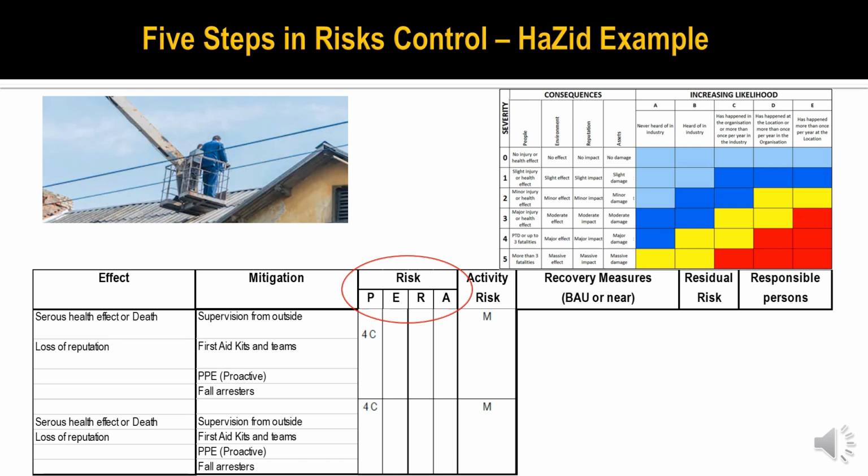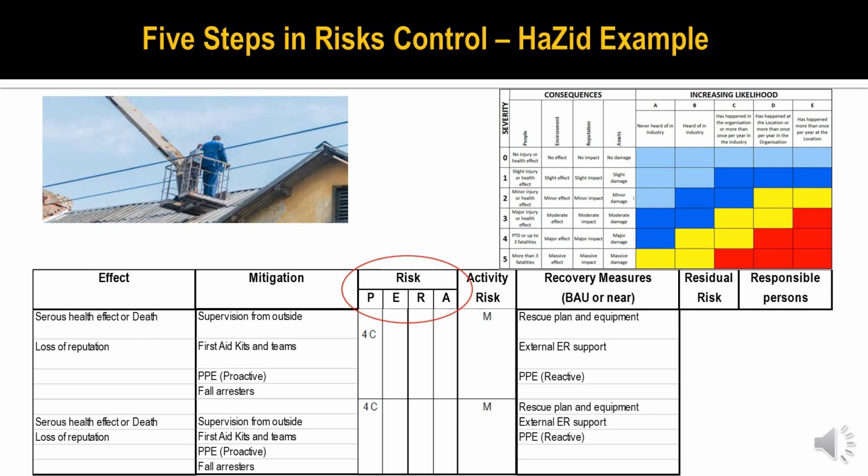C means it has happened in the organization no more than once per year in the industry. So which means in our company this has happened once. Now the person is performing the same job, which means this is a medium risk activity. Why is it medium? It is falling into the yellow zone. And even on the second risk, electrocution, again it is 4C, which means severity 4 for people is permanent total disability or up to 3 fatalities. It has happened in our organization once, so it is falling under P4C. This is how risk is being measured.